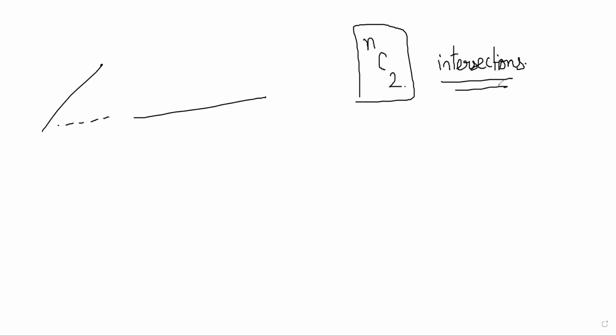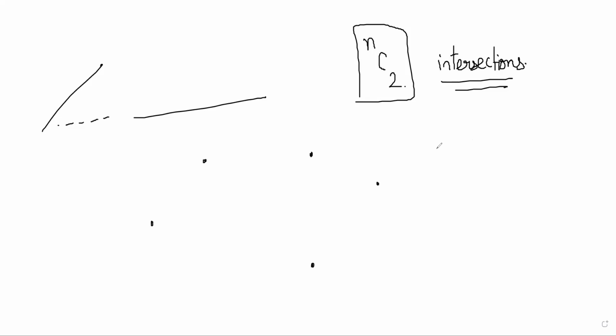Similarly, the number of lines that can be drawn passing through any 2 points out of n given points, in which no 3 of them are collinear. So suppose points are given. Here, no 3 points are collinear. 3 points are collinear means 3 of them lie on the same line. Nothing like that is the case here.